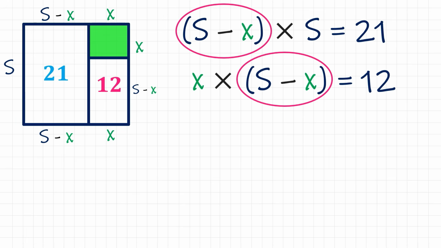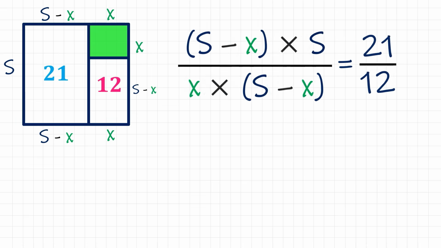To reveal that shortcut, let's take our top equation and simply divide it by our bottom equation. Because both sides of an equation are equal, dividing them maintains perfect balance. It might look like we are making things more complicated, but watch what happens to that matching puzzle piece.